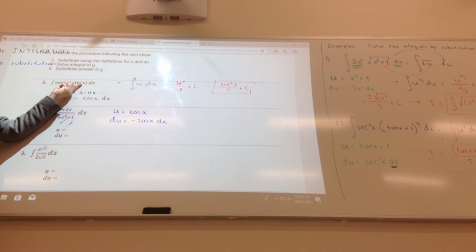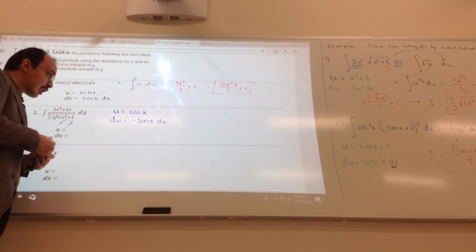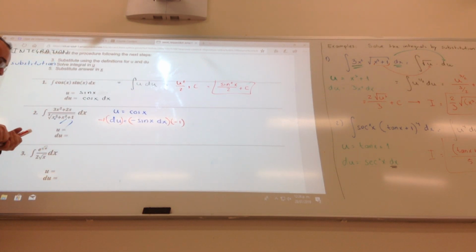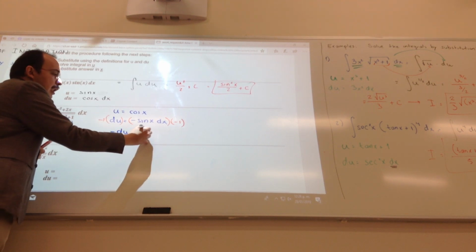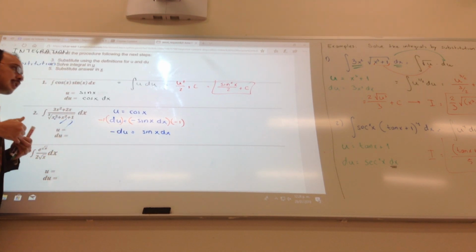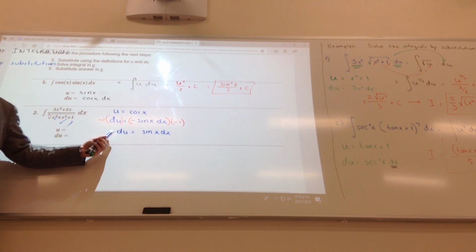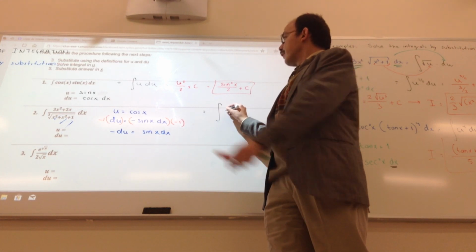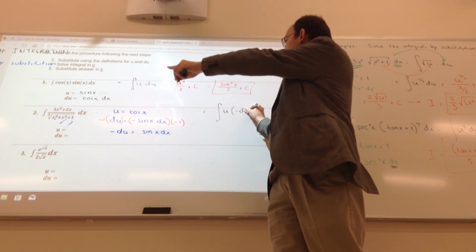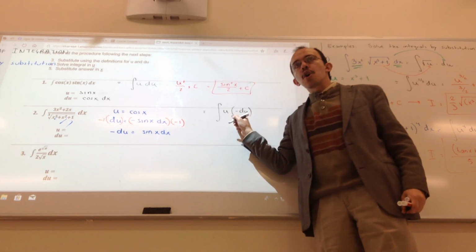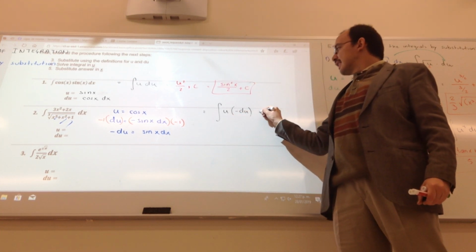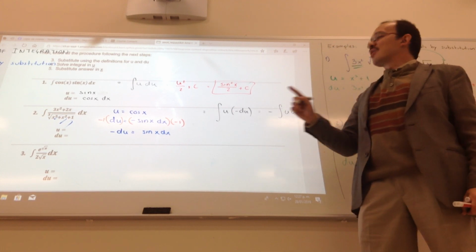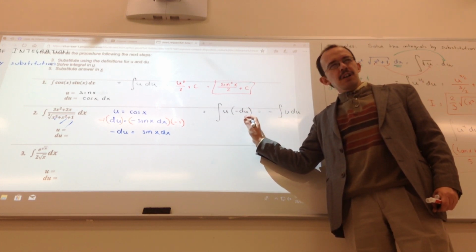By doing what? By multiplying. If I multiply everything times minus 1, then this is going to become minus du equal to sine of x dx, right? The only thing that changes is the minus in the du, but it doesn't matter because you're multiplying. So my integral is going to be the integral of u, which is the cosine, times negative du. Is that an addition or subtraction? No, it's a product. It's the same as saying negative u du, because it's a coefficient. Do you follow what I'm doing?